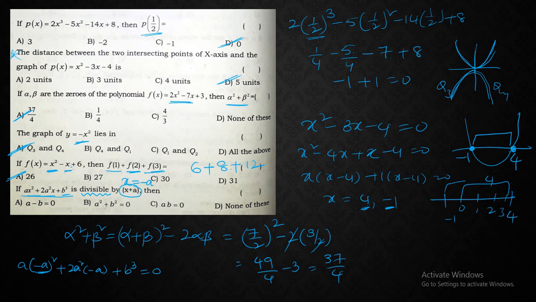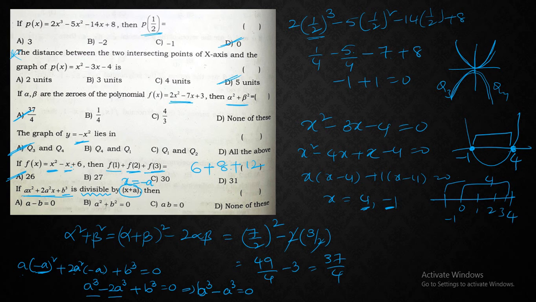So minus a square is plus a square, so plus a square into a cube. So this becomes a cube. So 2a square into minus a is minus 2a cube, plus b cube is equal to 0. A cube minus 2a cube is nothing but minus a cube. So from this what am I going to get? b cube minus a cube is equal to 0.